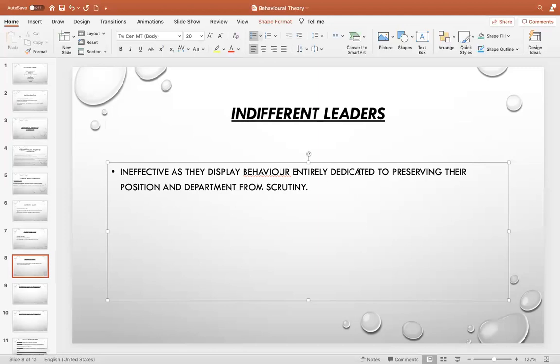Indifferent leaders exhibit the following behaviors: evading, which means avoiding answers, procrastinating, lack of communication, and self-preservation.